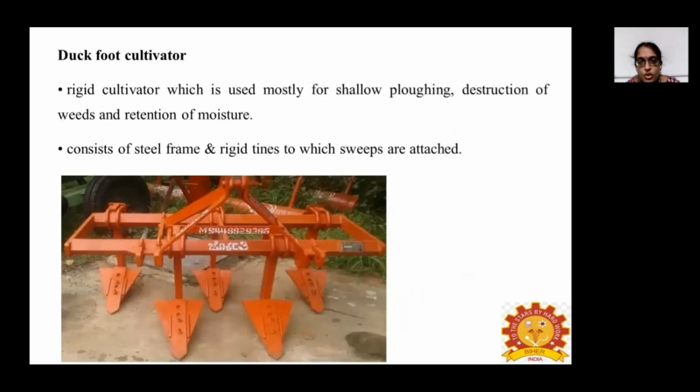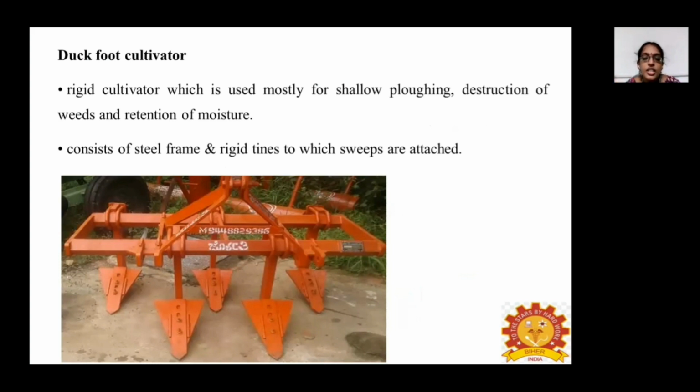This one is the duckfoot cultivator. These cultivators are mainly used for ploughing operations. Normally it is used to plough out weeds, so it helps to destroy the weeds. At the same time, it helps to improve the moisture condition of the soil. Sorry, it helps the retention of moisture in the soil.